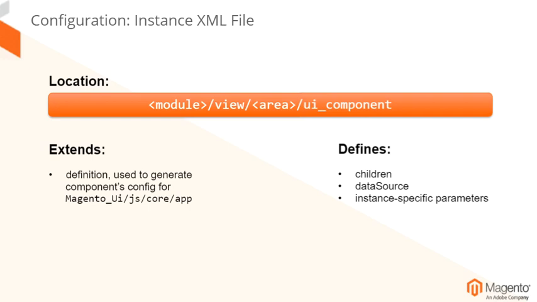These instance XML files are usually named using the name of the entity plus the name of the component. For example, for a product, it would be product_listing.xml. That rule is not strict, and you are able to call your instance file whatever you like. In the instance file, we specify data source, data provider configuration, children, and some specific settings.